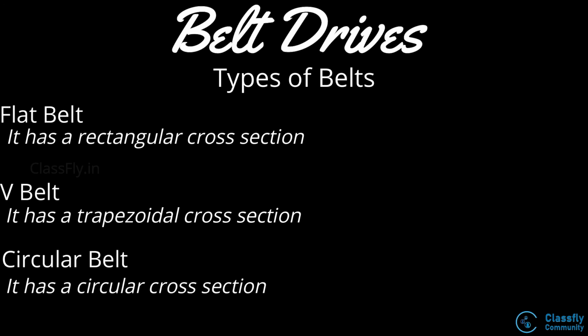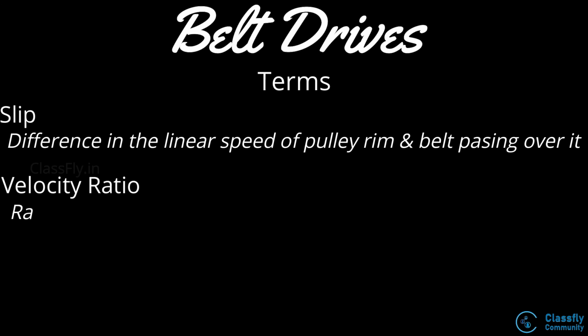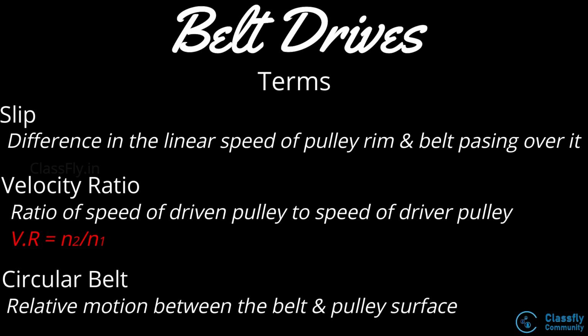a circular cross section. Then we studied about the different definitions, such as the slip, which is the difference in linear speed of the pulley rim and the belt passing over it; the velocity ratio, which is the ratio of the speed of the driven pulley to the speed of the driver pulley; and then the creep, which is the relative motion between the belt and the pulley surface.